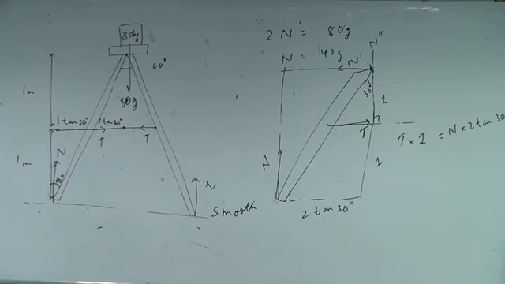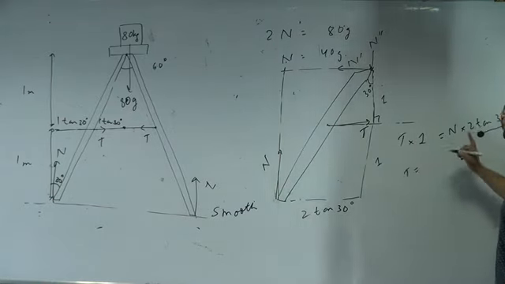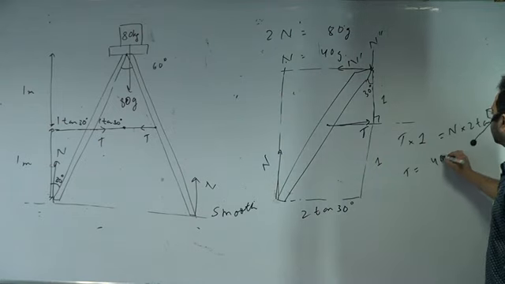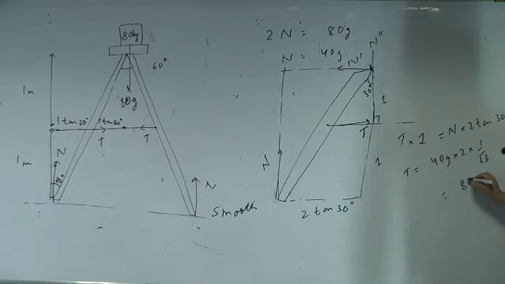Clear? Okay. So this comes out to be how much? T is equal to n. What is n? N is 40g into 2, and tan 30 degree is how much? 1 by root 3. So this comes out to be 800 divided by root 3 Newton.